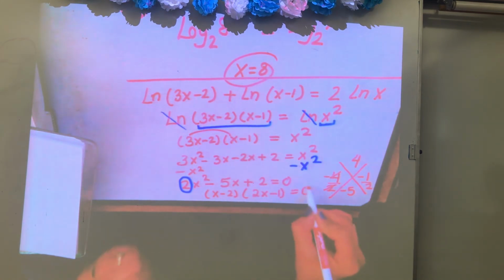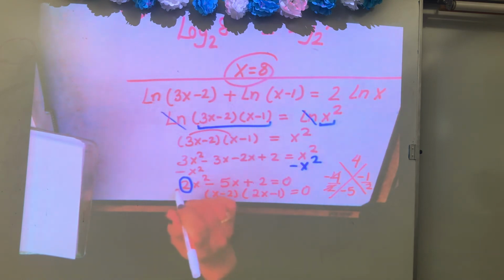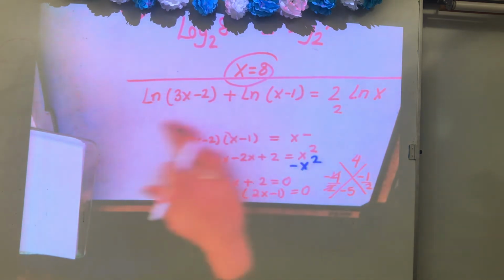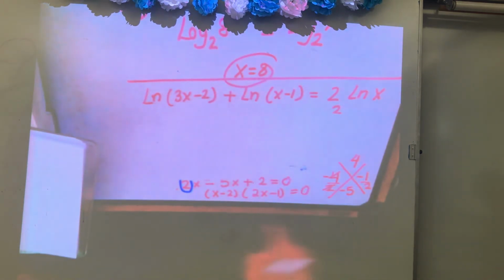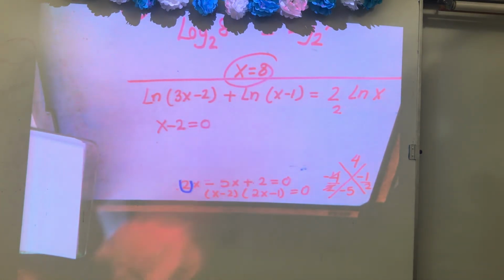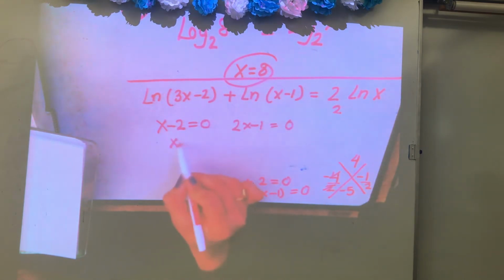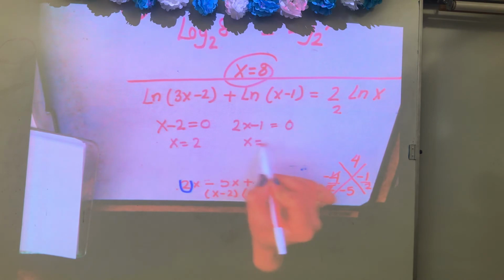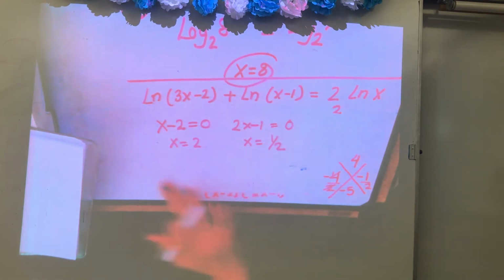Now, let me just erase this whole part. So now I can set both of these factors equal to 0. So x minus 2 is equal to 0, and 2x minus 1 is equal to 0. So this would be my first answer, and here's the second one. Time to check.